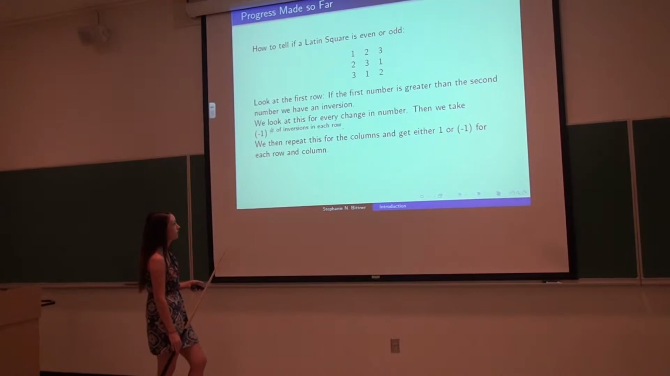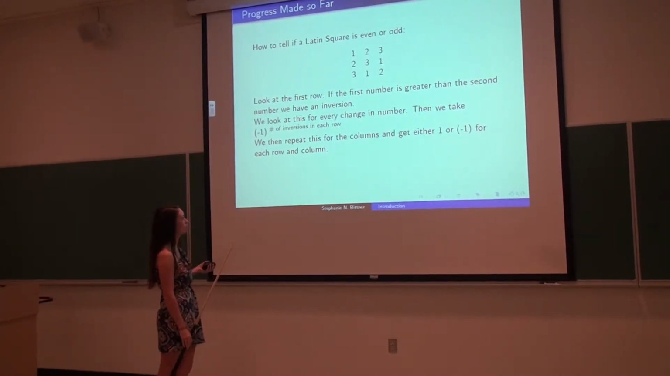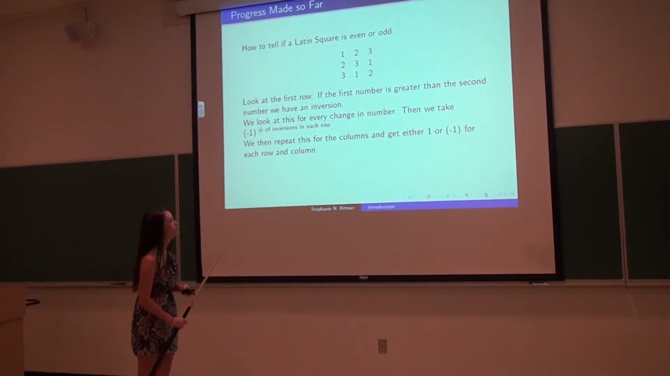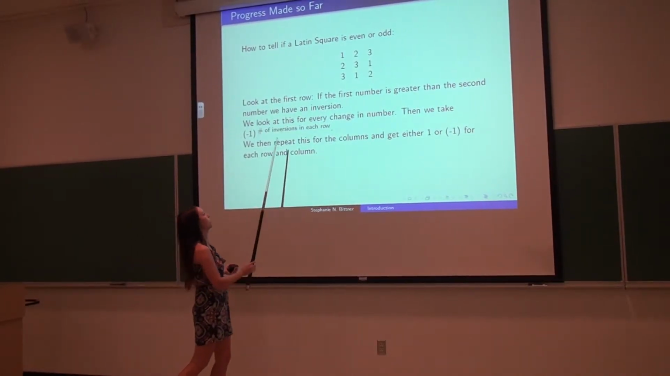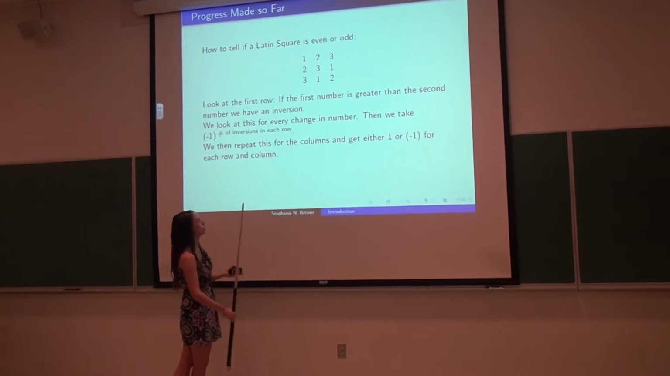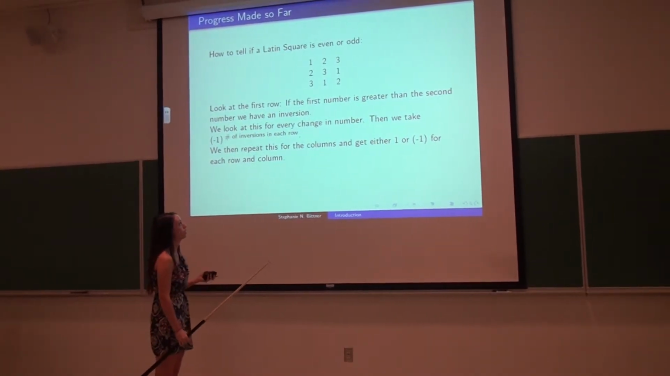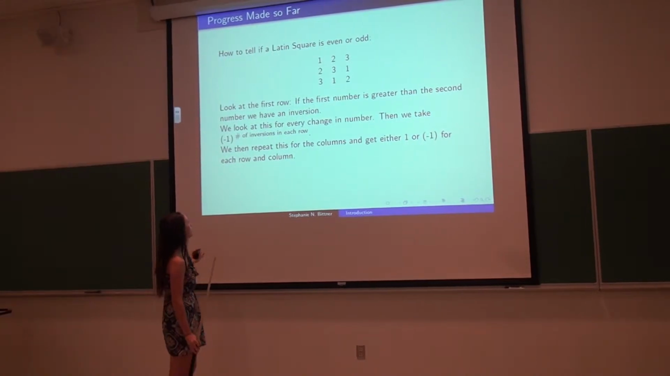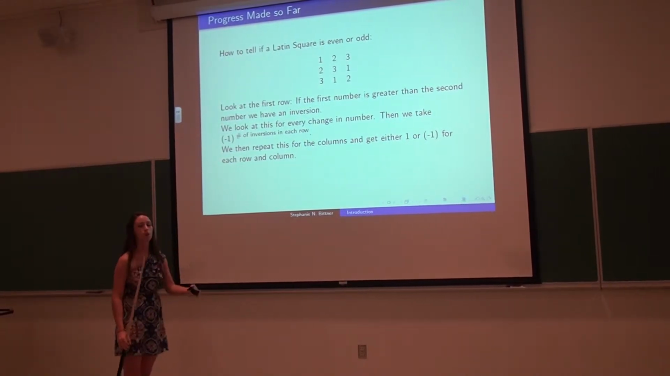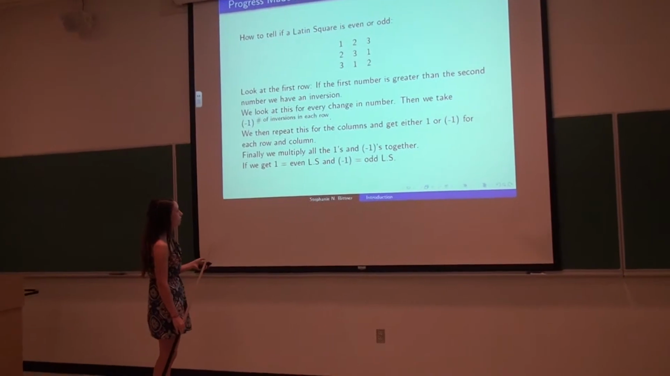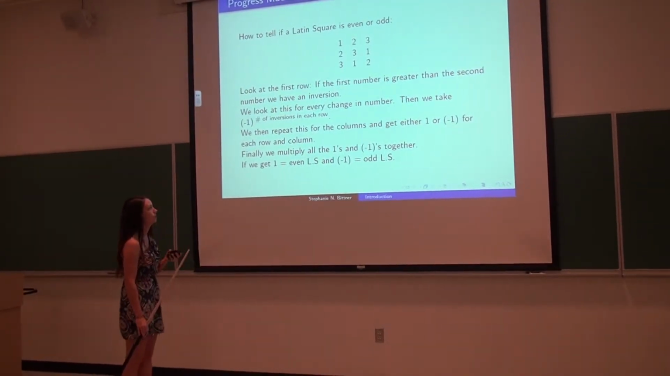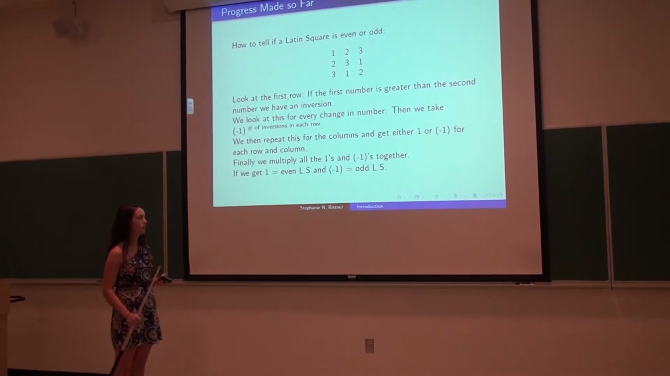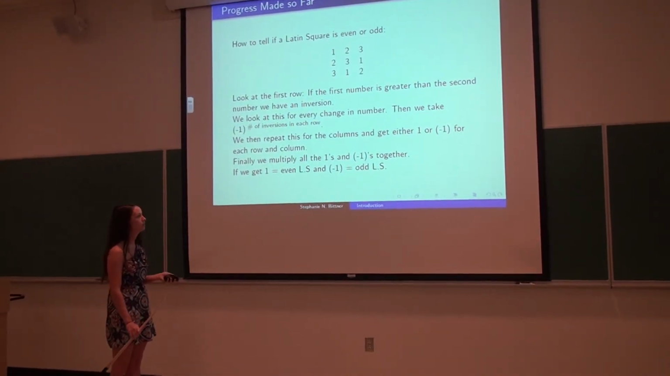So then we repeat this for the rest of the rows and the columns, and you get either a 1 or negative 1 for each row and column. So if you look at the second column, you can see that 2 is not greater than 3, but 3 is greater than 1, and 2 is greater than 1. So you have 2 inversions here, which makes negative 1 squared, which gives you a positive 1. So then finally, we multiply all the 1s and negative 1s together, and if you get a positive 1, you have an even Latin square, and if you get a negative 1, you have an odd Latin square.